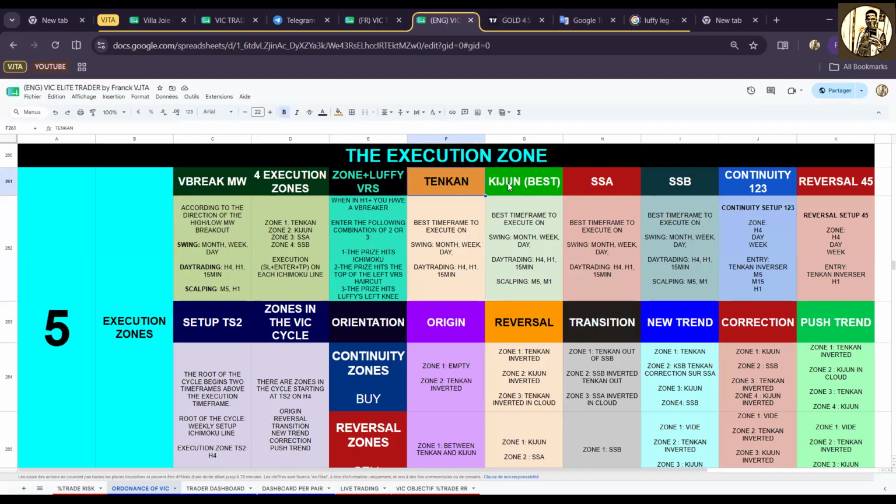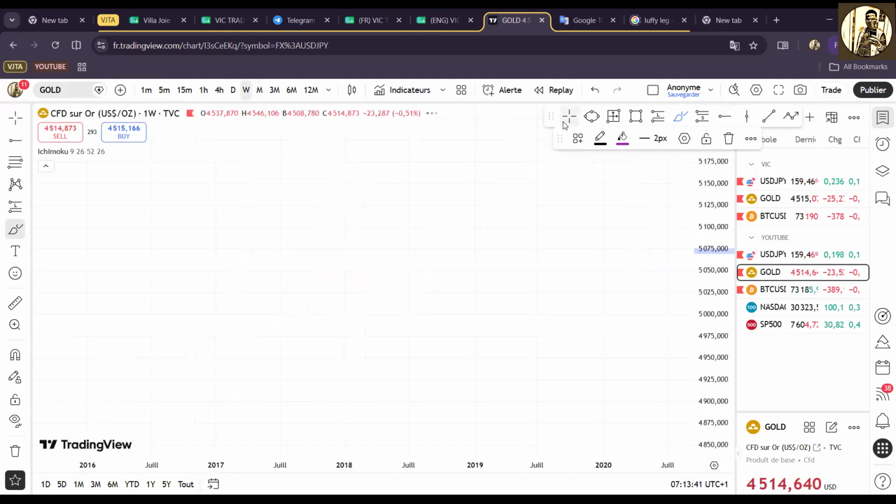So now, for each Ichimoku line, which type of trading is best? For Tenkan, it's best to take Tenkan as an execution zone on monthly, weekly, daily, H4, H1 or 50 minutes, for swing trading or day trading. So what do I mean by that?